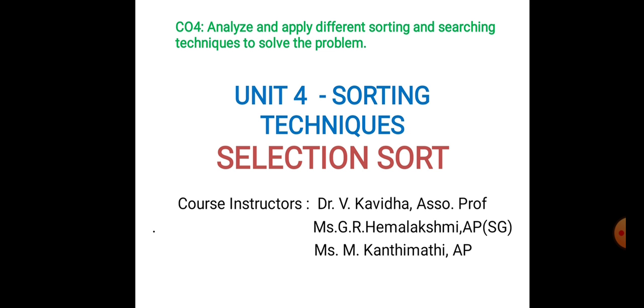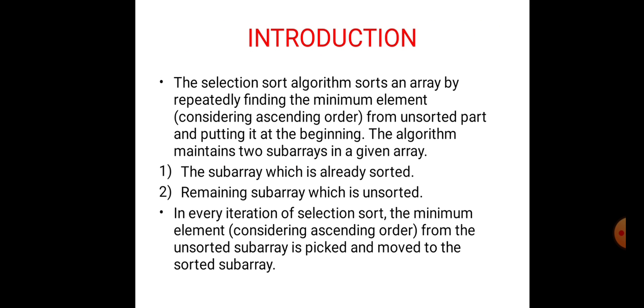Now let us see what do you mean by selection sort. So introduction. In selection sort, we will divide the given array of elements into two subarrays. One is sorted subarray and another one is unsorted subarray. So we are going to move the given elements from unsorted subarray to the sorted subarray based on the technique we are going to use, whether we are going to sort in the descending order or in ascending order.